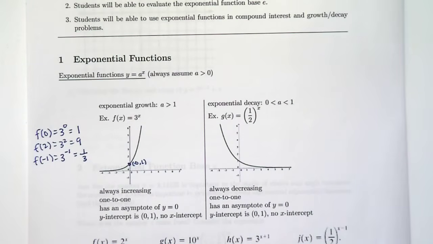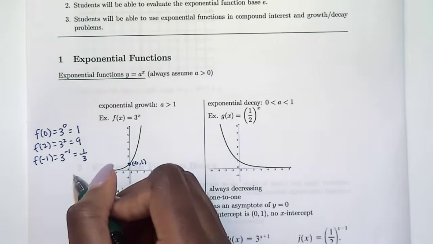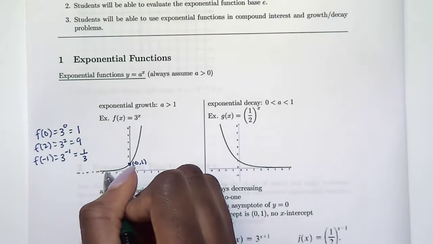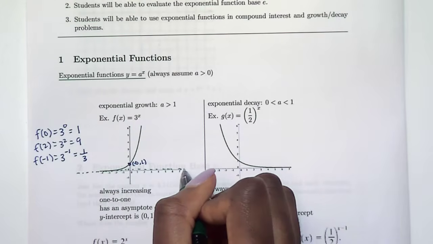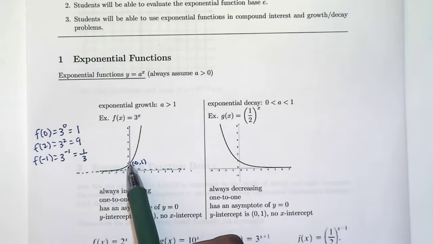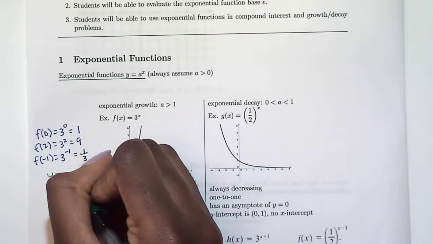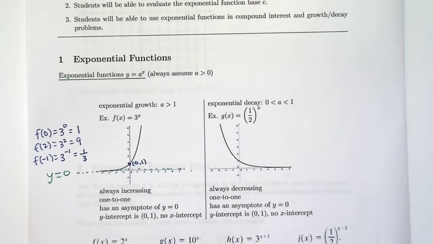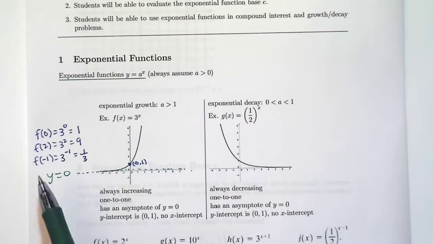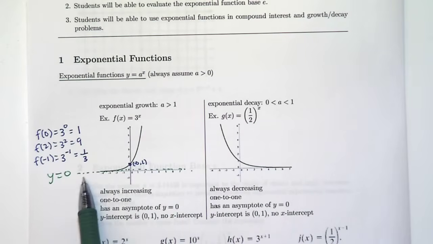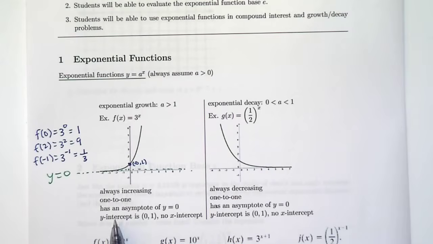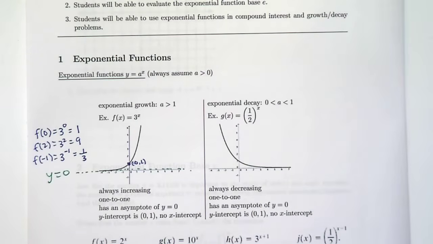It has what's called an asymptote. An asymptote is a line, so I'm going to draw a dashed line. It's a line where our function gets closer and closer and closer to it, but it never crosses it. The equation of this line here is y equals 0. So this has an asymptote of y equals 0, and our function won't cross this line. Also, it has the y-intercept (0, 1), and there aren't any x-intercepts because it won't cross y equals 0.